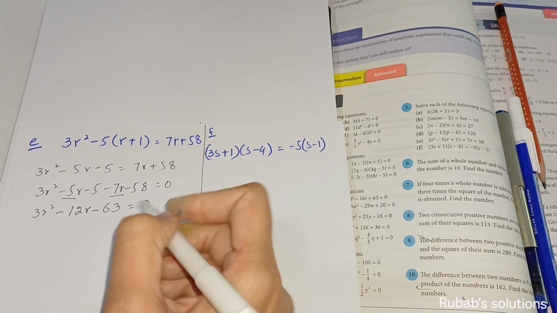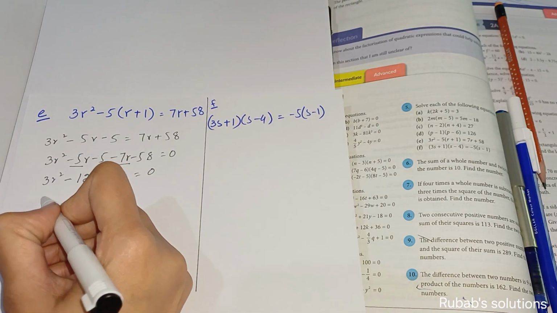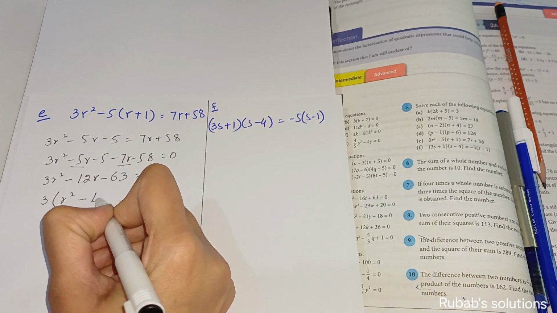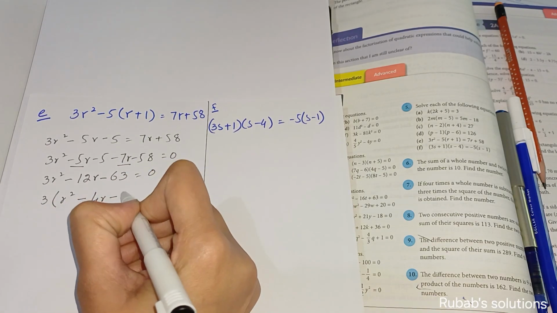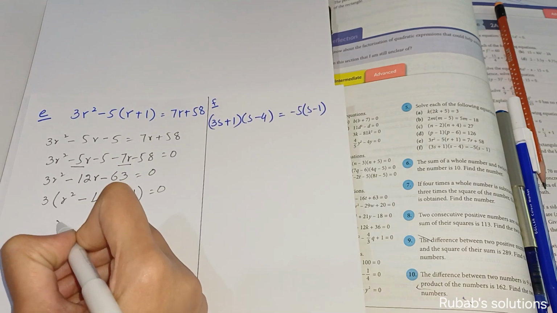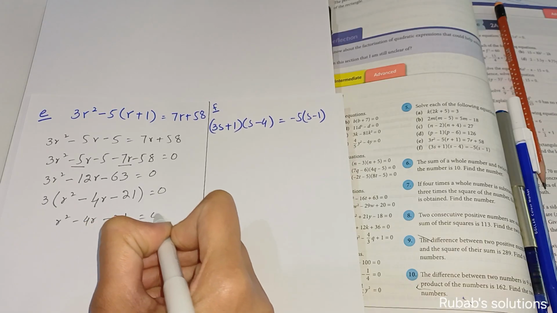3r square minus 7 minus 5 is minus 12r, minus 58 and minus 5 is minus 63, is equal to 0. Now can I take 3 common from all the terms, so it is easy for me to solve it. It will become r square minus 4r minus 21 is equal to 0. 3 will shift to the other side and it will become 0. R square minus 4r minus 21 is equal to 0.